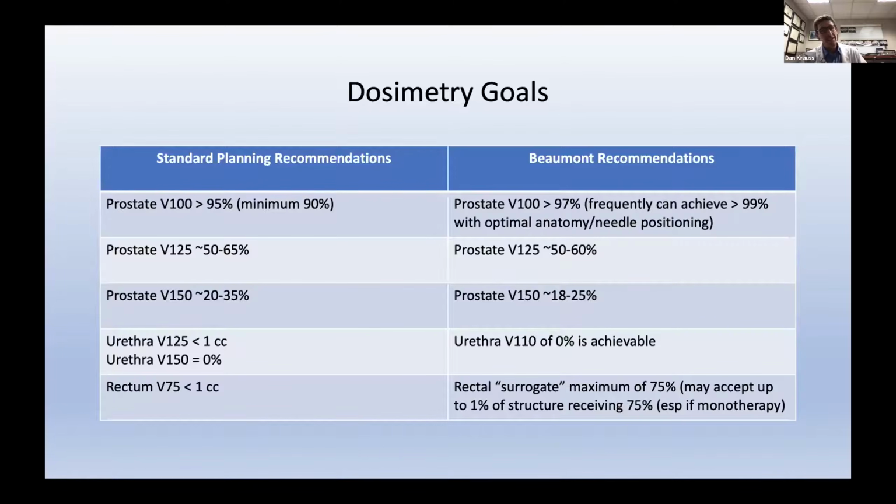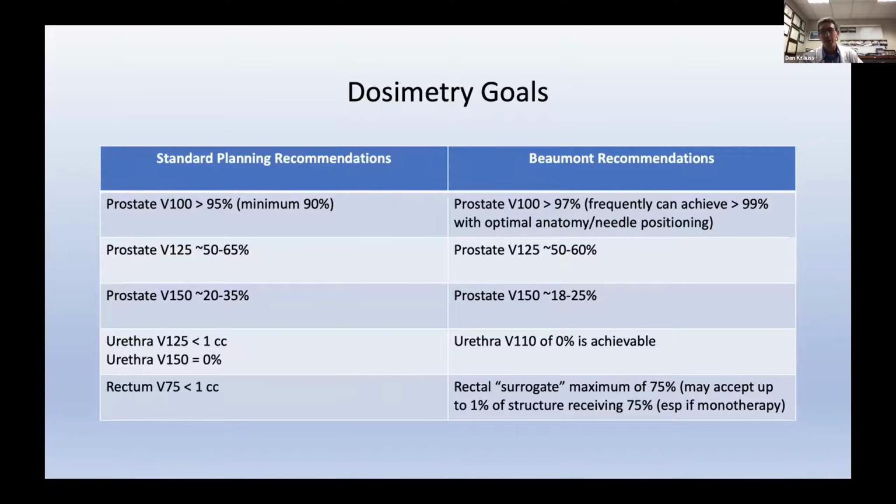I've found, I very rarely would I ever accept an implant under 97%. And if you spend enough time on your plan and you really go through things, 99% is frequently achievable. My implants, largely because I use more needles, tend to be a little bit more homogeneous. My V125 tends to run between 50 and 60, and my 150 a little bit on the lower end of that range. I'm usually between 18 and 25%.